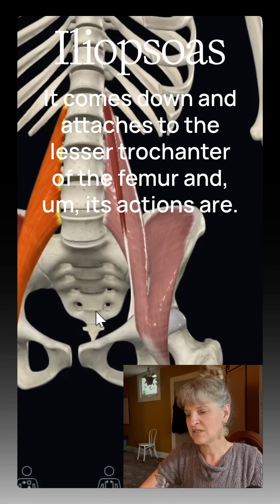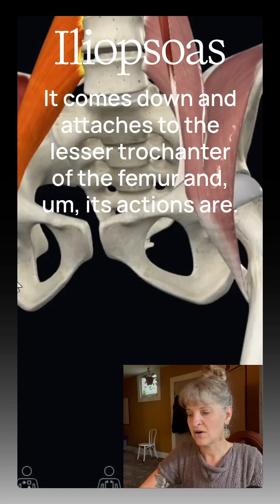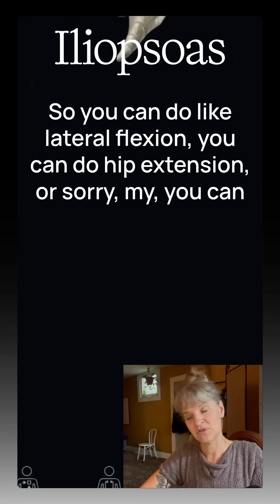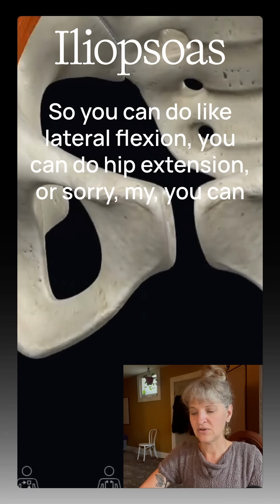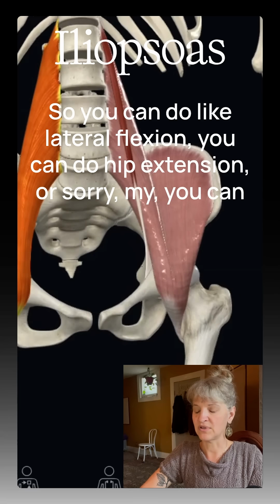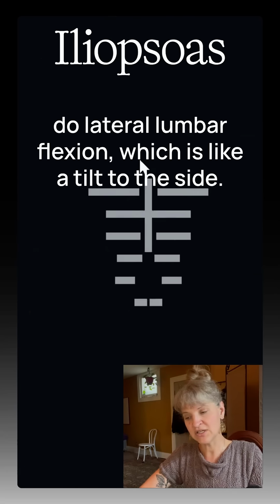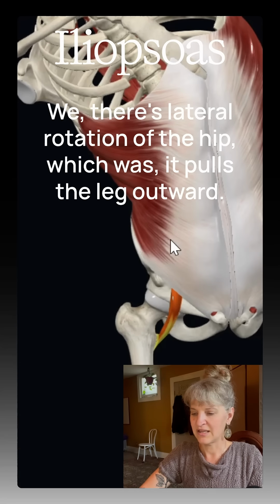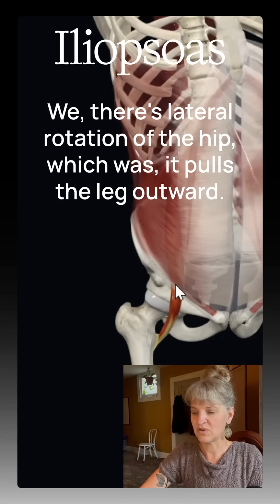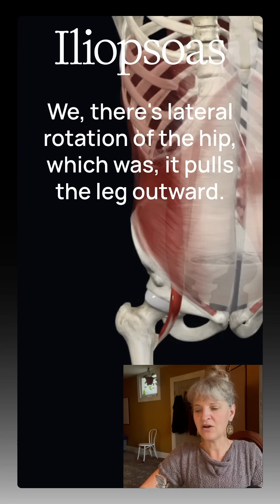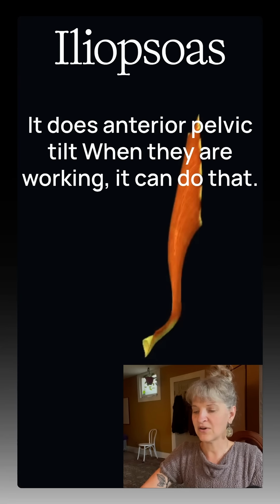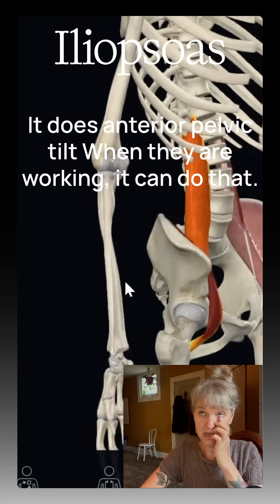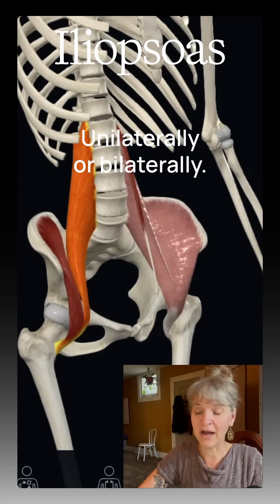It comes down and attaches to the lesser trochanter of the femur. Its actions are lateral lumbar flexion, so you can do lateral flexion, which is like a tilt to the side. You can do hip extension, there's hip flexion, and there's lateral rotation of the hip, which pulls the leg outward. It does anterior pelvic tilt when they are working. It can do that unilaterally or bilaterally.